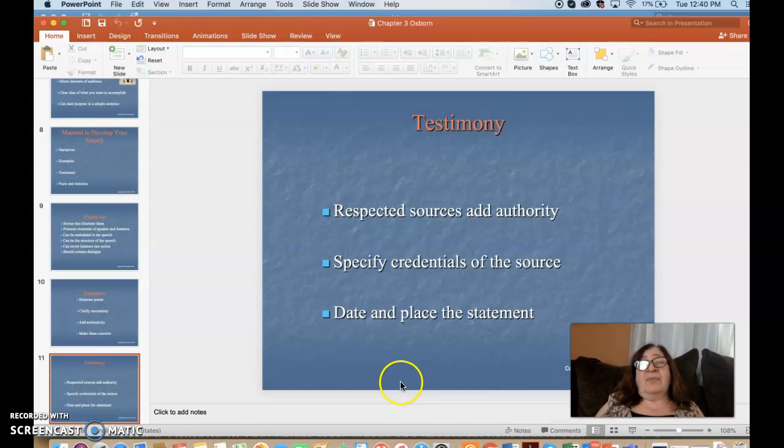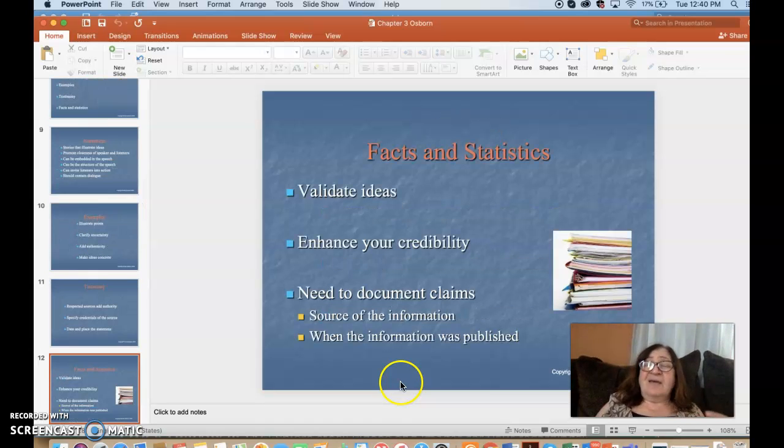So if you're bringing up, let's say, a president who made a quote, who made a speech and mentioned something, commented on something, the time and place of that comment will be important in order to create the context in which that testimony or that statement was made. Because taking things out of context is actually unethical and it could be misleading. So, using facts and statistics enriches your speech by validating ideas, enhancing your credibility.